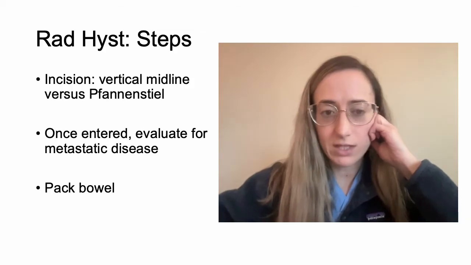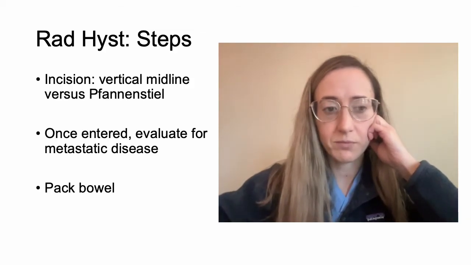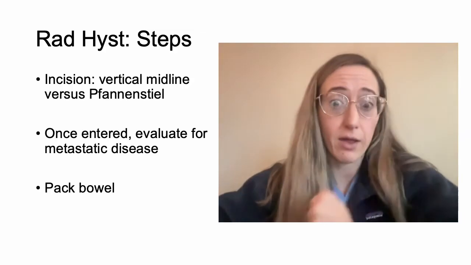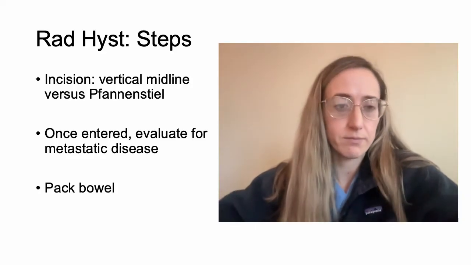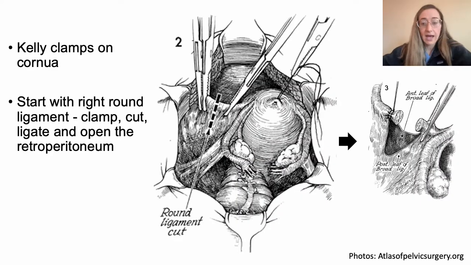Once that's ruled out, or if you don't see anything, then you'll pack the bowel, if you haven't done that already, for visualization. And then you can start like a normal hysterectomy. So putting Kellys on the cornua, not exactly in this picture here, unless this might be a Kelly. And you can start with your round ligament.